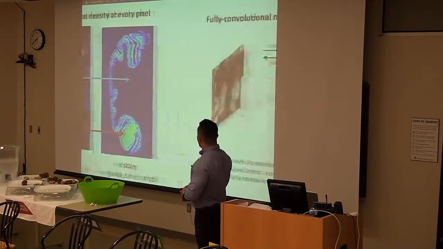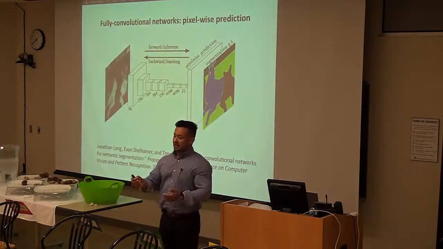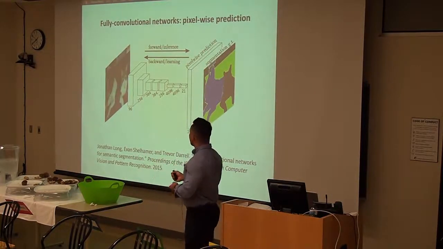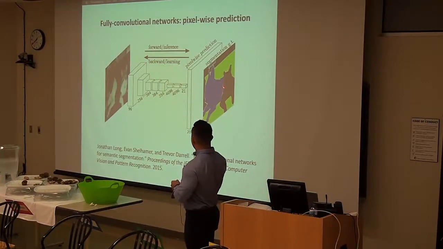So to do so, I used deep learning. This is the method that I use. It's called fully convolutional networks. And here we have a picture of a dog, a cat, and a sofa. And the idea is that for every pixel in the image, you're going to have a prediction pixel-wise. And you can see that here.